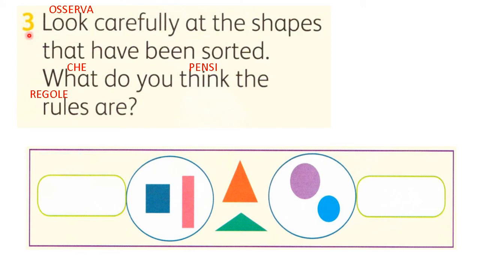Number 3. Look carefully at the shapes that have been sorted. What do you think the rules are? So here we have 2 shapes. What's the rule for this group? Here we have 2 more shapes. What's the rule for this group? Here we have 2 shapes that are not in the groups, so they stay outside.